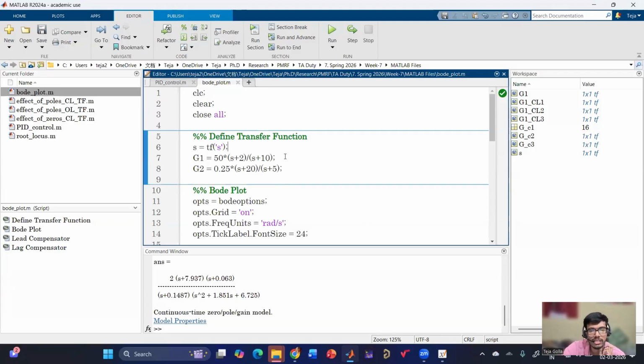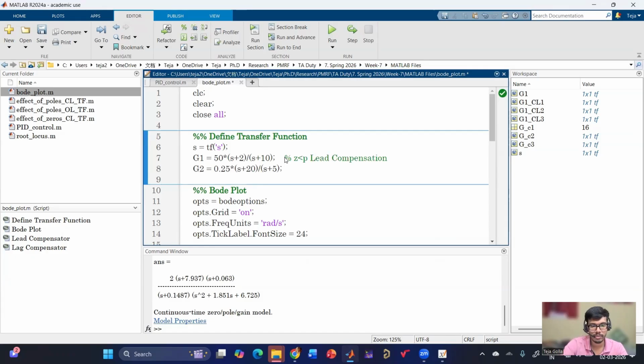So in the first case, 0 is coming first or pole is coming first? 0. 0 is coming first, right? So I can say z is less than p. So if 0 is coming first, first phase will increase, then it will decrease. So is it lead or lag compensation? So lead. Lead, very good. So this is lead compensation.